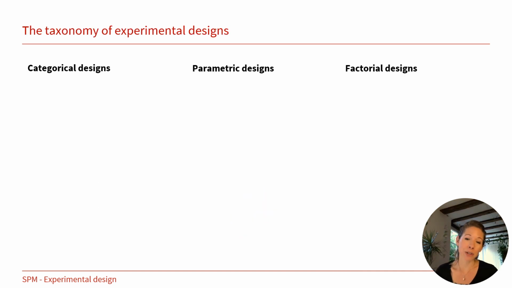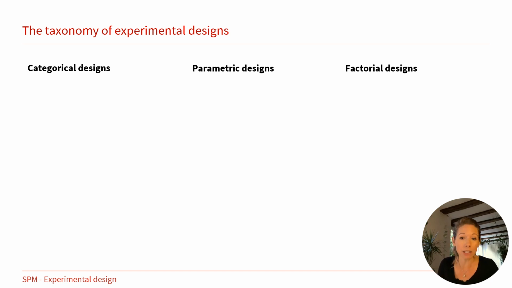So here I want to give you an overview of the experimental designs offered by SPM. SPM, statistical parametric mapping, is using parametric statistical analysis, all within the framework of the general linear model. And those three designs here, categorical, parametric, and factorial designs, are all versions of the general linear model. In this respect, they're all the same.